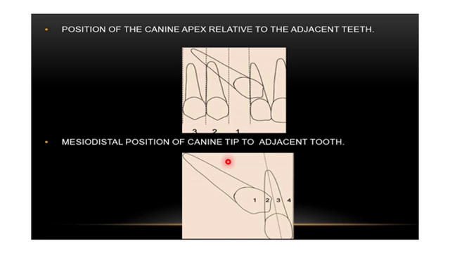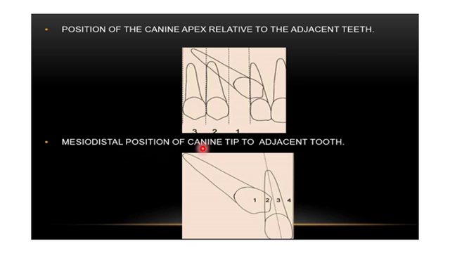The position of the canine apex relative to the adjacent teeth is another method. It's divided into 3 sectors. Sector number 1 is located in the normal area of normal eruption of the canine. Sector 2 is positioned to the first premolars, and sector 3 is positioned on the second premolar.